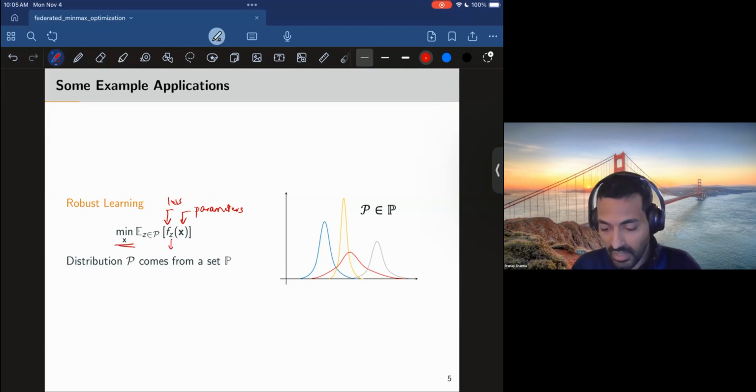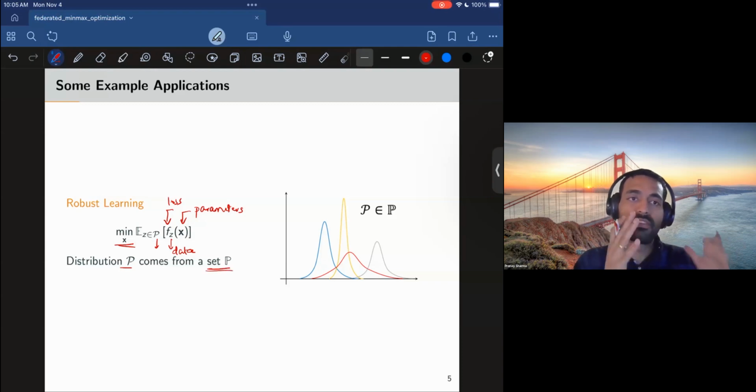And here z is our data, right? So z is the data we have. Suppose we want to achieve lower classification error, then z is the images we are classifying. And this data z, of course, will come from some distribution, right? But now suppose we are interested in a slightly more challenging problem in the sense that this distribution now comes from a set of distributions rather than being a fixed distribution. It can come from a set of distributions.